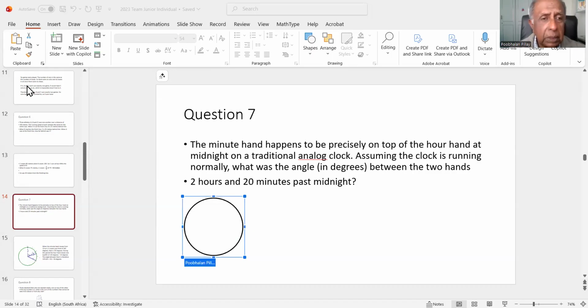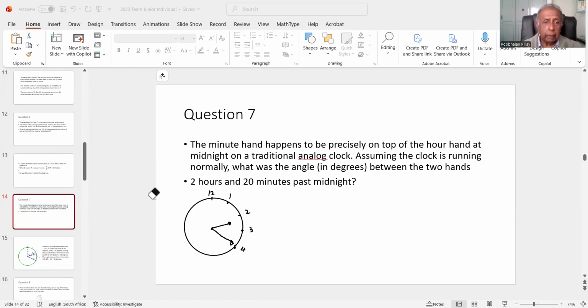Now, 2 hours and 20 minutes past midnight is the same as saying it's 20 past 2 in the morning. So we can have an idea as to what the minute hand and hour hand look like. 20 past 2, so you've got 12, you've got 1, 2, 3 here somewhere. So the hour hand is at 20 past 2, so it's slightly down there somewhere. And the minute hand, oh yes, is at 4. The minute hand is exactly here. It's a longer hand, and you want to know what is theta, the angle between the two hands.